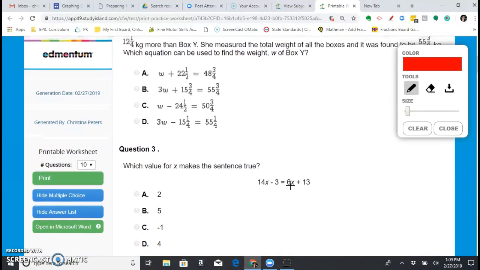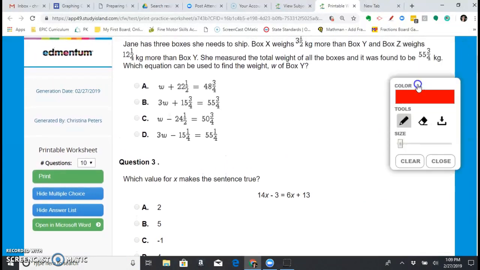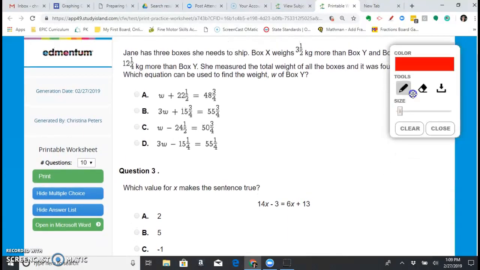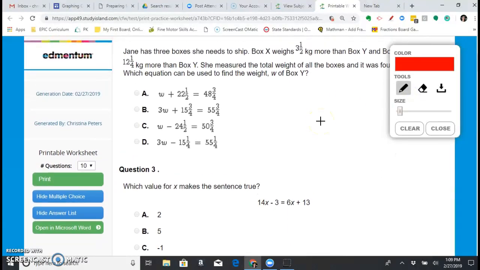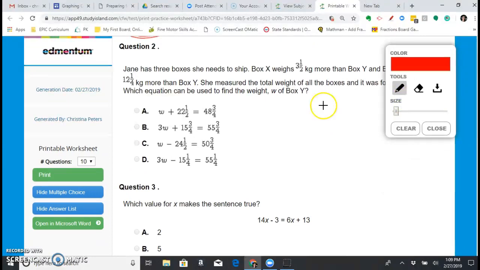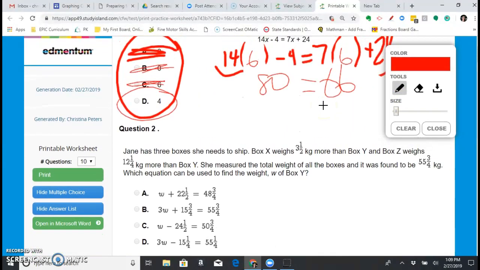Okay? You got some scary fractions here, but we'll look at what it actually says. Jane has 3 boxes she needs to ship. Box X weighs 3.5 more than Y, and Z weighs 12 1/4 more than Y. She measured the total boxes and found it all to be 55 3/4 kilograms. Which equation can be used to find the weight of the box?